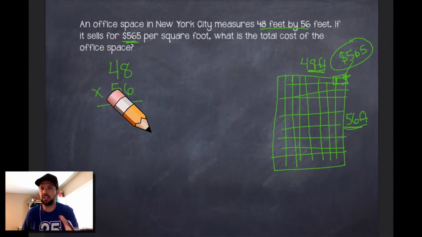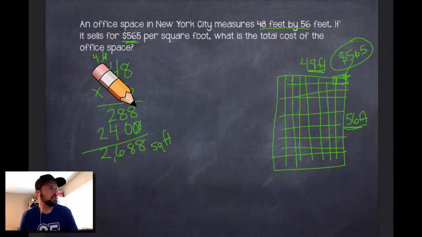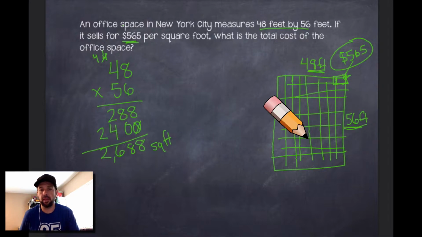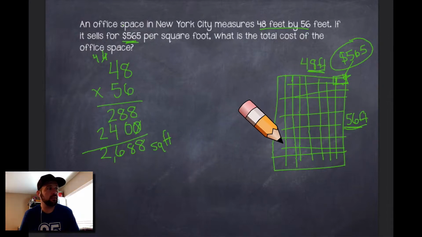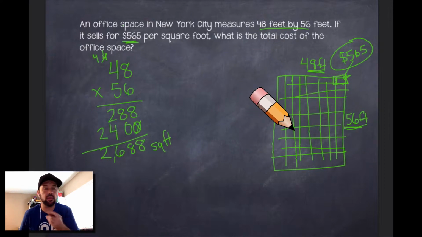I'm going to give you guys a second. Try this out, pause the video, work it through, and then let's check and see what we get. Alright, awesome. When I multiply these two numbers together, using my standard algorithm here, I'm going to get 2,688 square feet. So that means that there's actually 2,688 squares within this office space here, which is great.